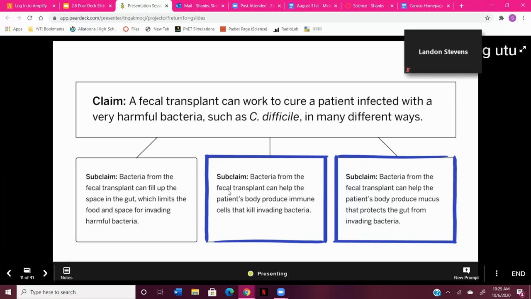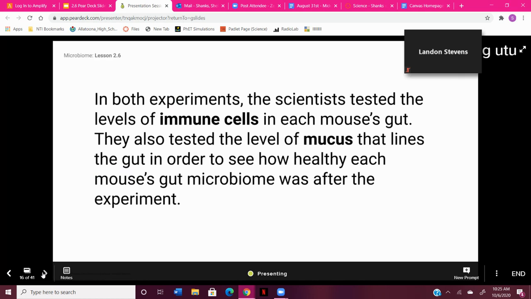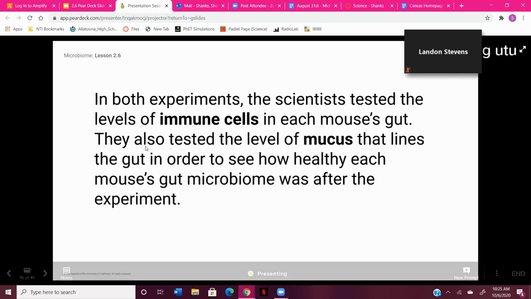The reason that they're highlighted, if we look back at our subclaims, what's our subclaim 2 say? Fecal transplant can help the patient's body produce immune cells. The third one says fecal transplant can help the patient's body produce mucus that protects the gut. All right, so that is why we are looking at these few experiments. They're testing the levels of immune cells. They're also testing the level of mucus that lines the gut.